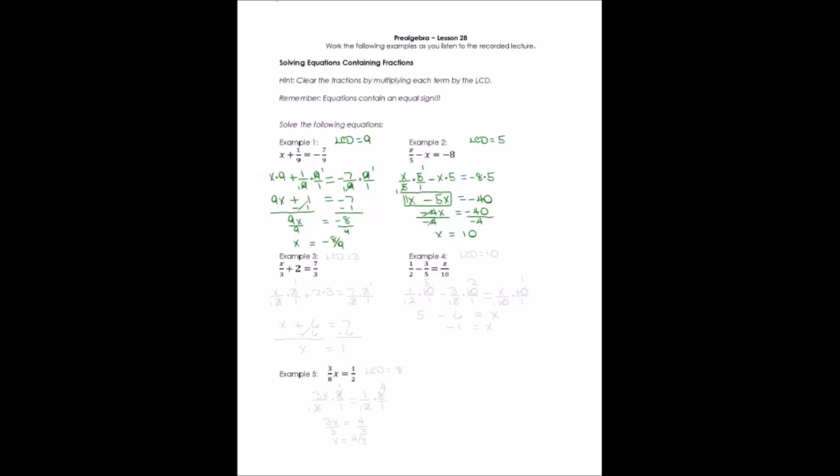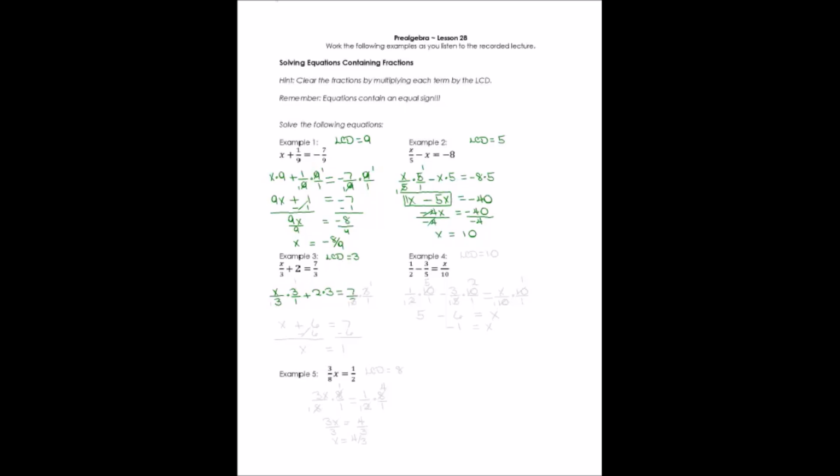Example number 3, and we're going to do 3 more of these. If you're feeling comfortable about them, stop the tape and try these on your own and then check your work. Example number 3 has a least common denominator of 3. We have 2 fractions, both of them with a denominator of 3, so we don't have to think too hard. I'm going to, once again, I have 3 terms. I'm going to multiply all 3 of them times that least common denominator of 3, writing it as a fraction when I'm multiplying times a fraction, and writing it as a whole number when I'm multiplying times a whole number.